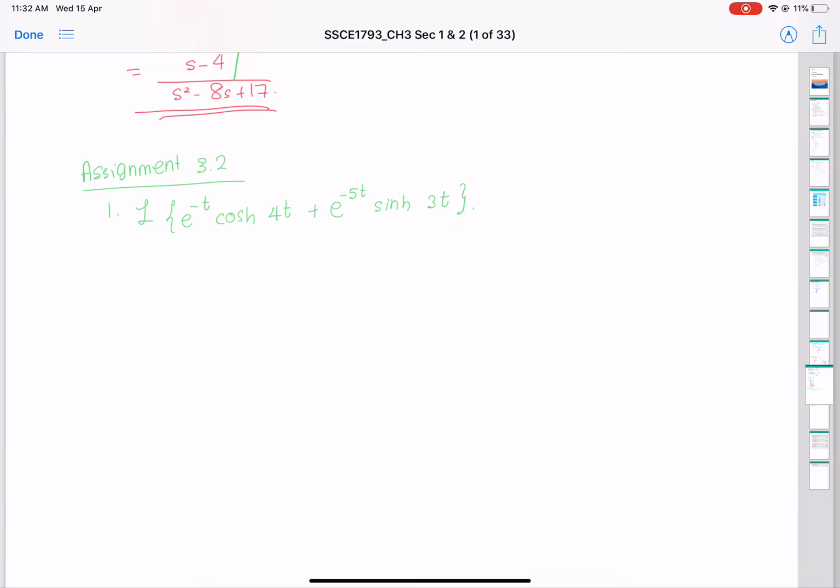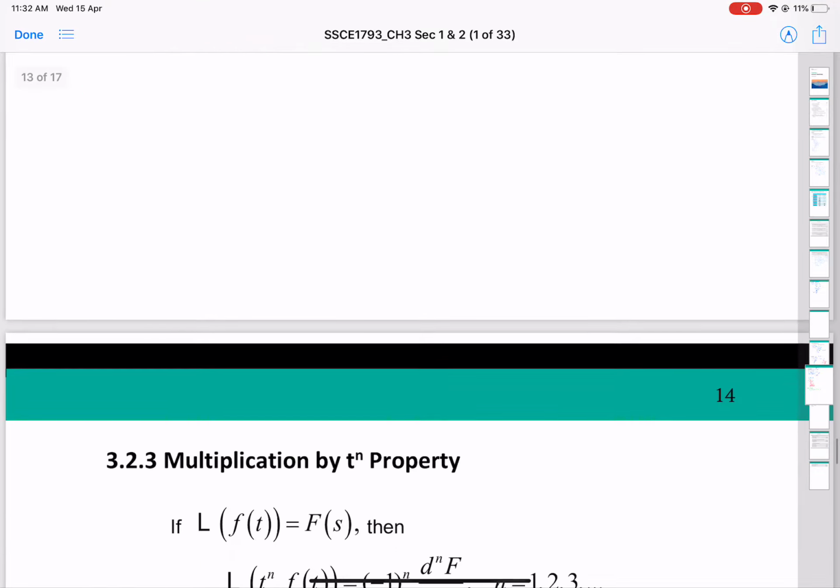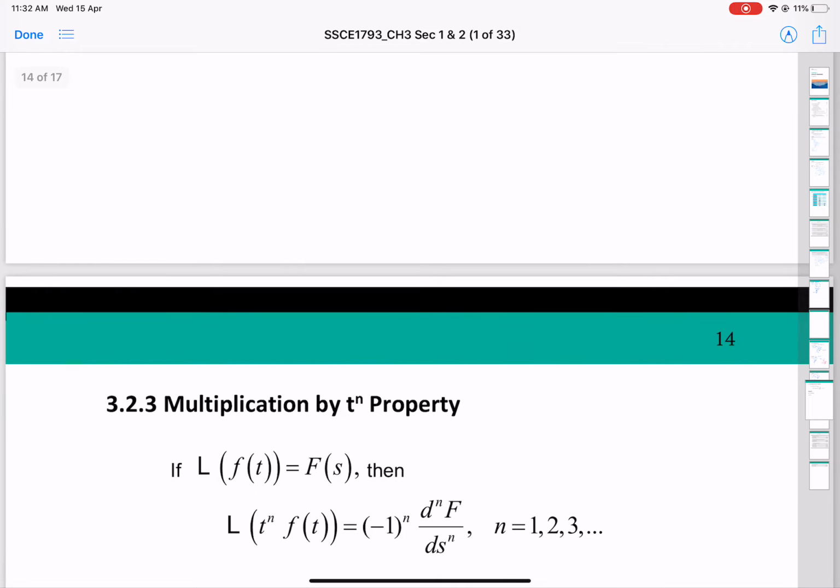Right? Okay, so I will end our video now. In the next video, we will continue with the multiplication by t to the power of n.